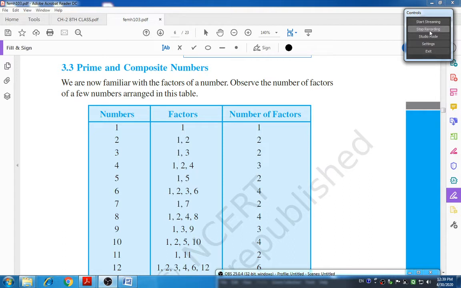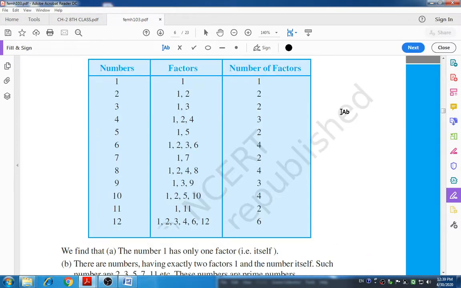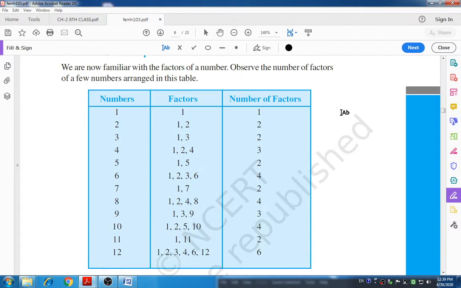Okay, now look at these tables. Observe the factors of a few numbers arranged in a table. Look at here, the numbers 1 to 12, and we also wrote here the factors. The factor of 1 is 1. The factor of 2 is 1 and 2. The factor of 3 is 1, 3. The factor of 4 is 1, 2, 4. That means this 4 can be exactly divided by 1, 2 and 4.